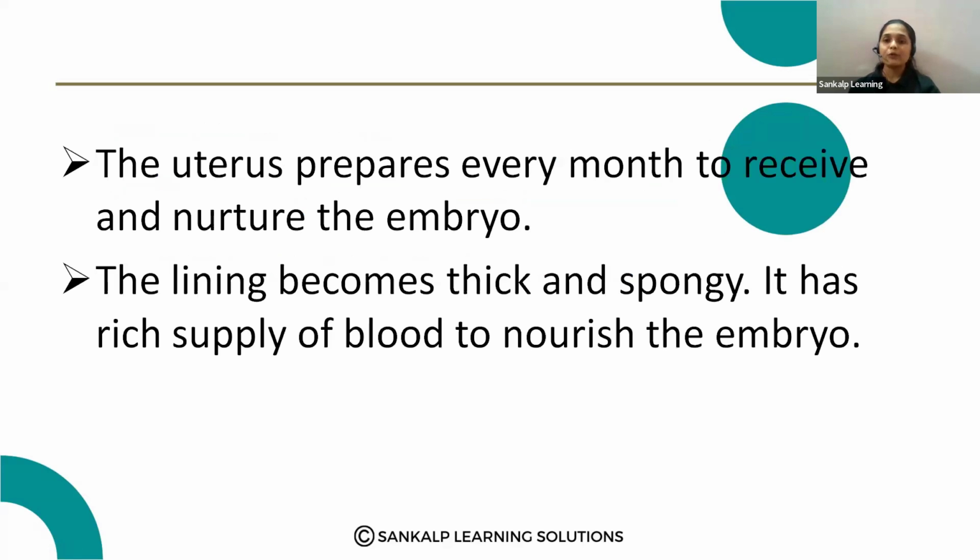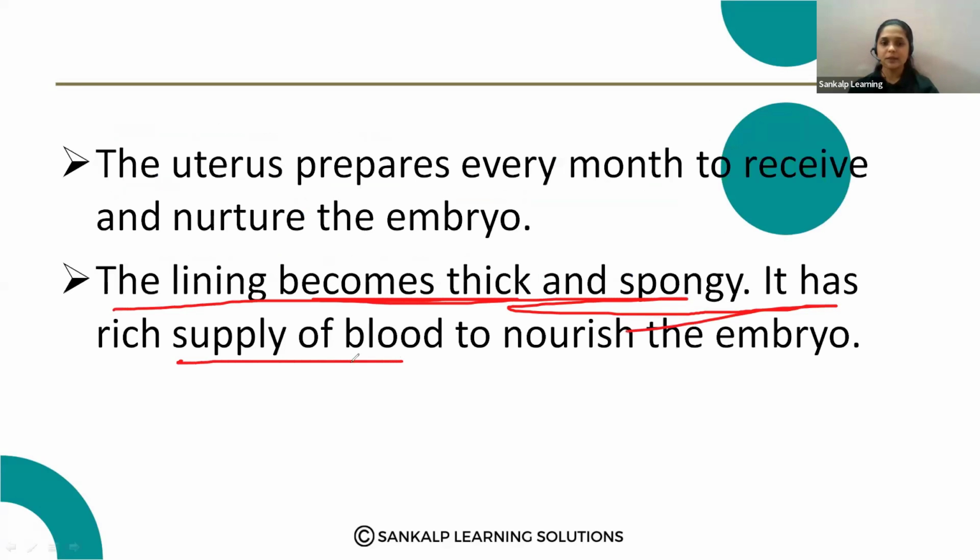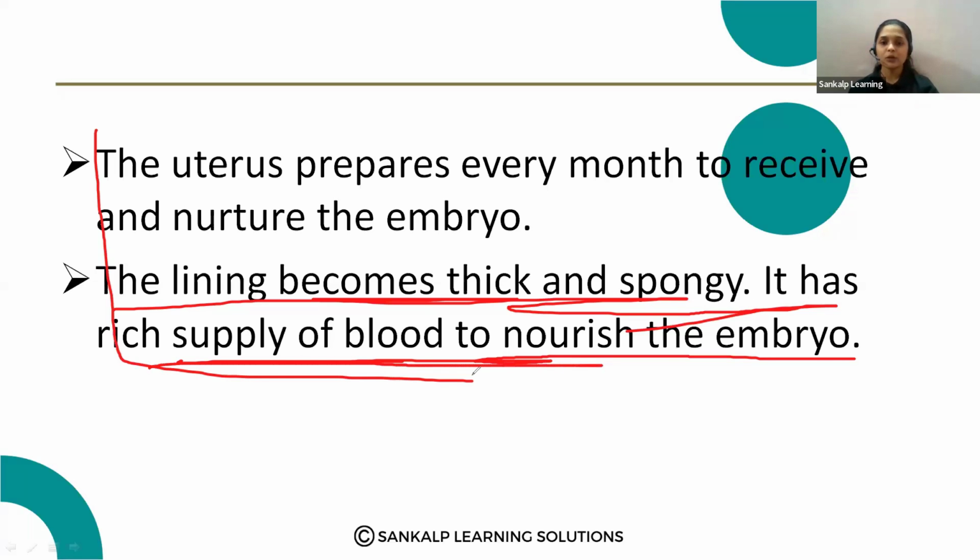The uterus prepares every month to receive and nurture the embryo. How does it prepare? The lining becomes thick and spongy. Very important, you should include this point. The lining becomes thick and spongy and it has a rich supply of blood to nourish the embryo. The inner wall of the uterus becomes thick and spongy and has a rich supply of blood to nourish the embryo. Your answer should be like this.